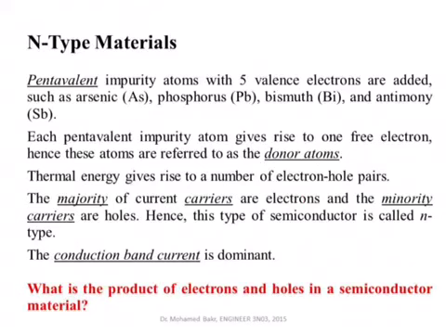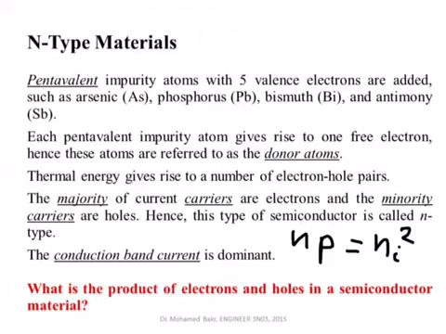Now there is a formula that is not in the book, but it's very important to remember. This is coming from quantum physics: the concentration of electrons multiplied by the concentration of holes is equal to the intrinsic carrier concentration squared.